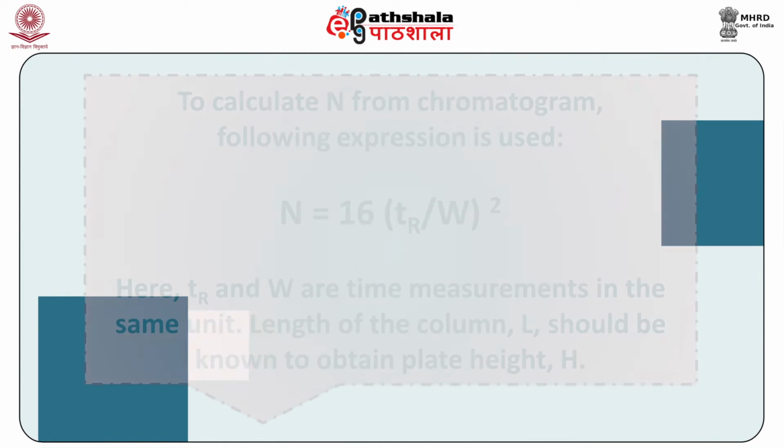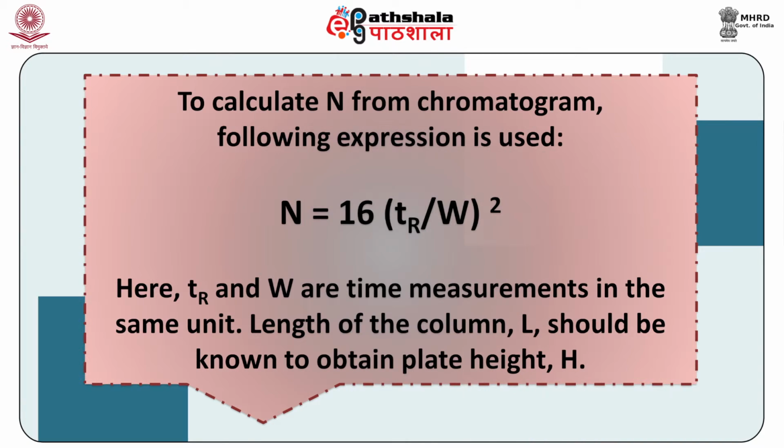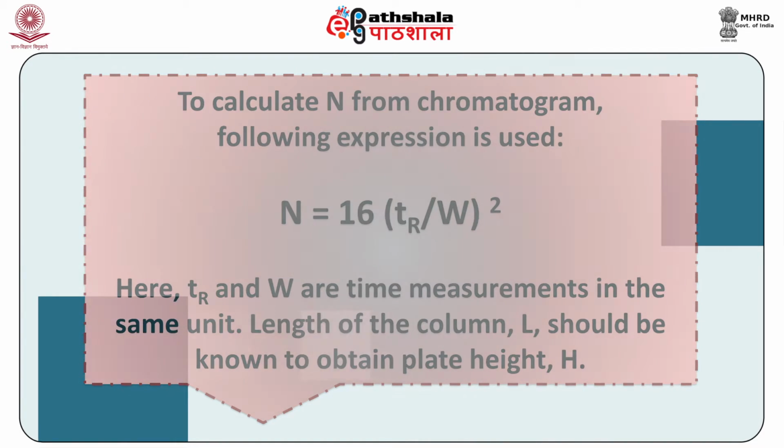peak width. To calculate n from chromatogram, the expression that is used is n is equal to 16 in brackets Tr divided by W whole square. Here Tr and W are time measurements in the same unit. Length of the column L should be known to obtain plate height of h.